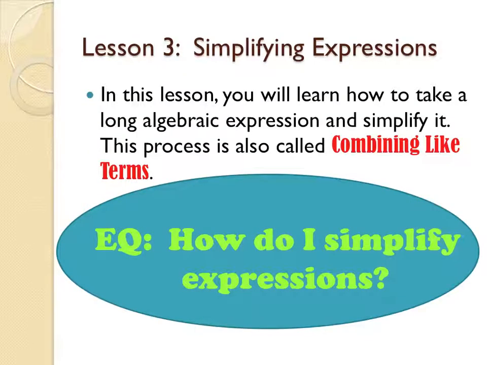This is Lesson 3, which is called Simplifying Expressions. In this lesson, you will learn how to take a long algebraic expression and simplify it. This process is called combining like terms. Sometimes we refer to it as CLT for short, kind of a little nickname. Our essential question for this unit is, how do I simplify expressions?